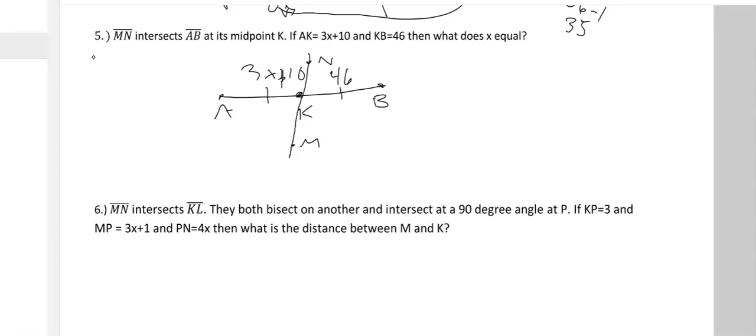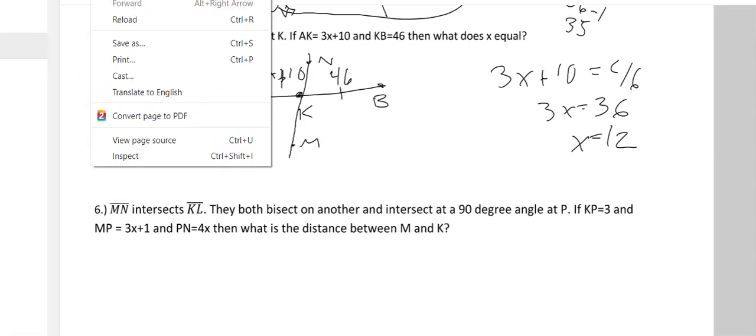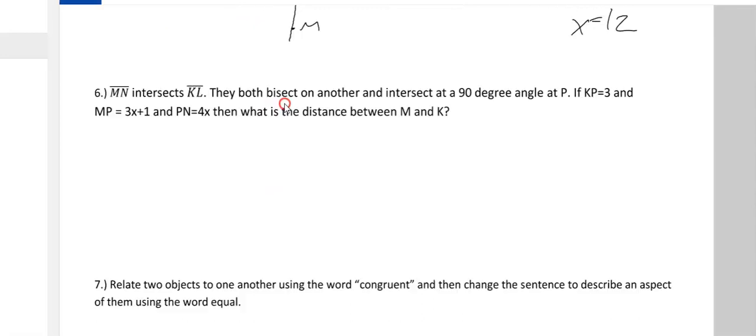Well, you should know that since this is the midpoint, those are congruent, so I can say 3x plus 10 equals 46, which means 3x equals 36, which means x equals 12. Okay? Do we have to substitute it back in, or did they just ask for x? They just asked for x. Okay, let's go ahead and I'm going to do one more problem.